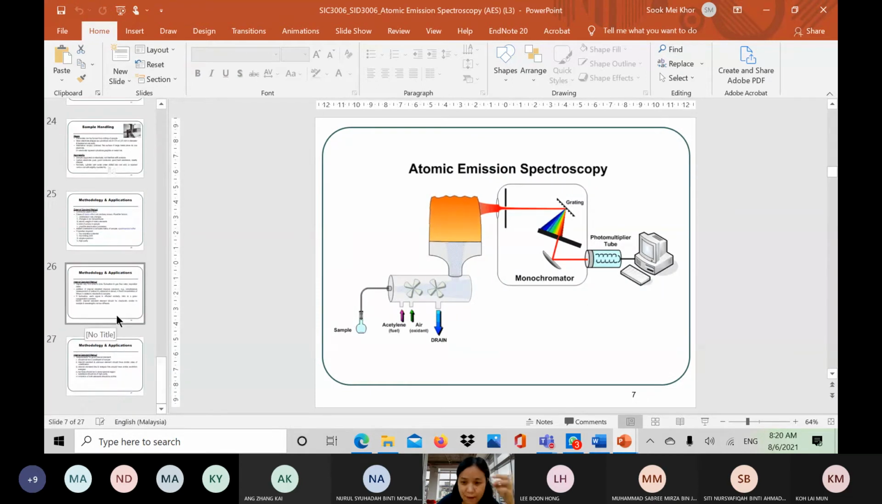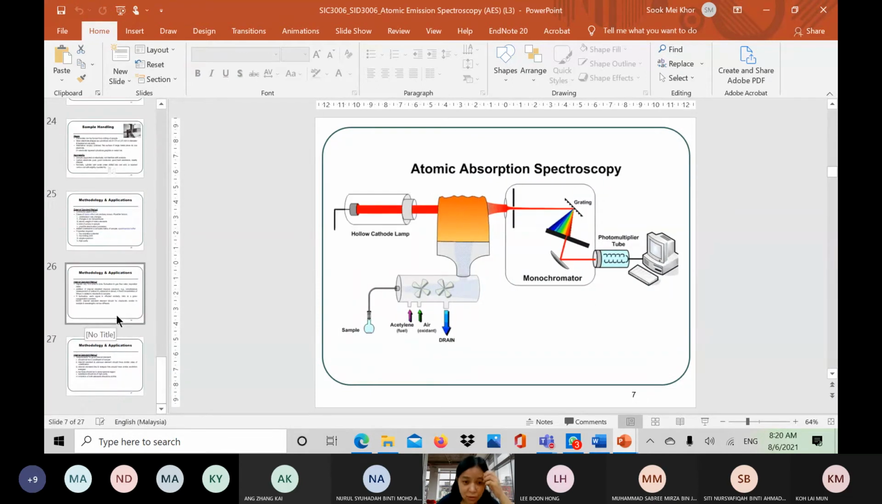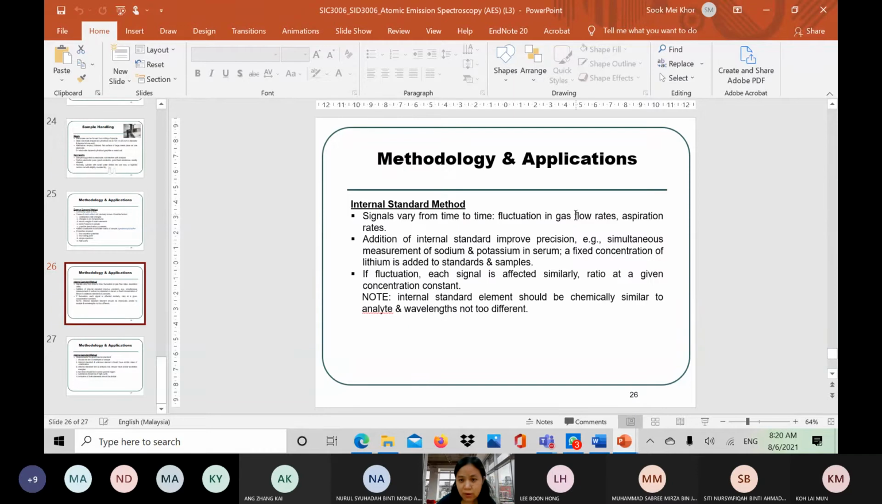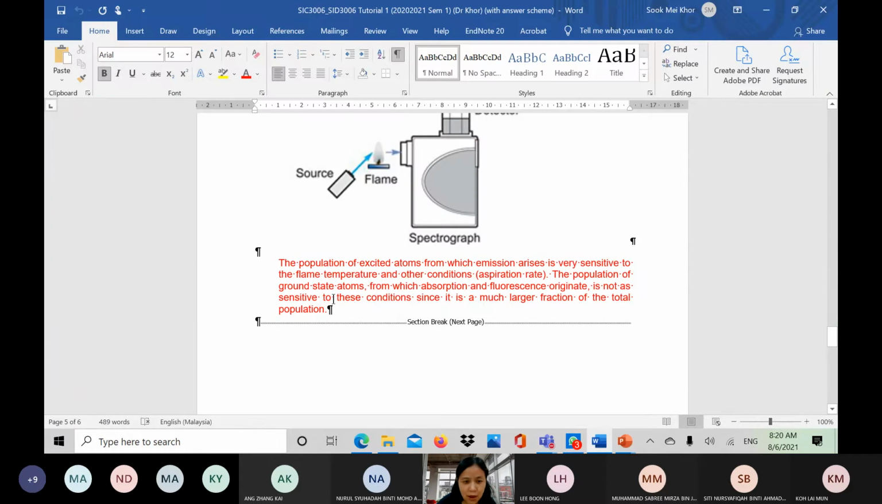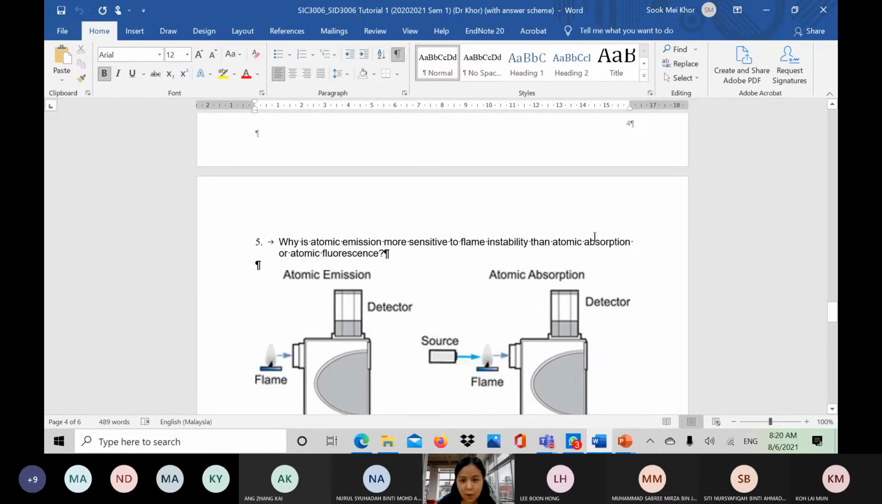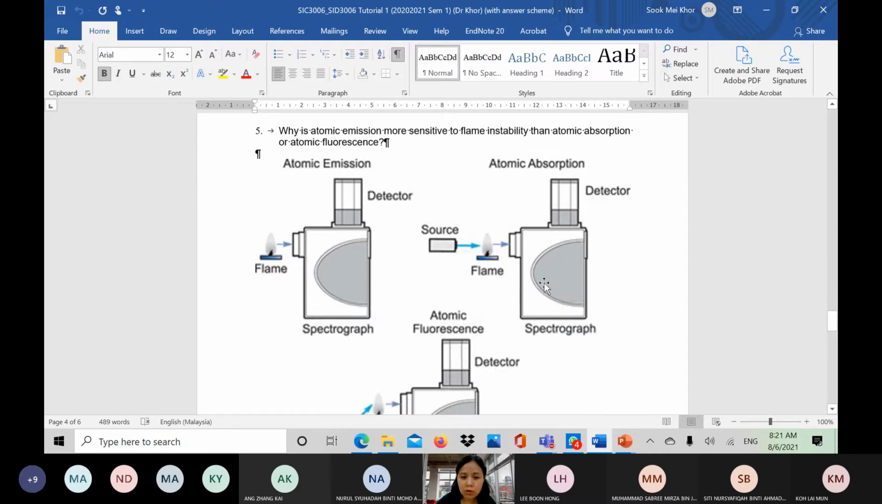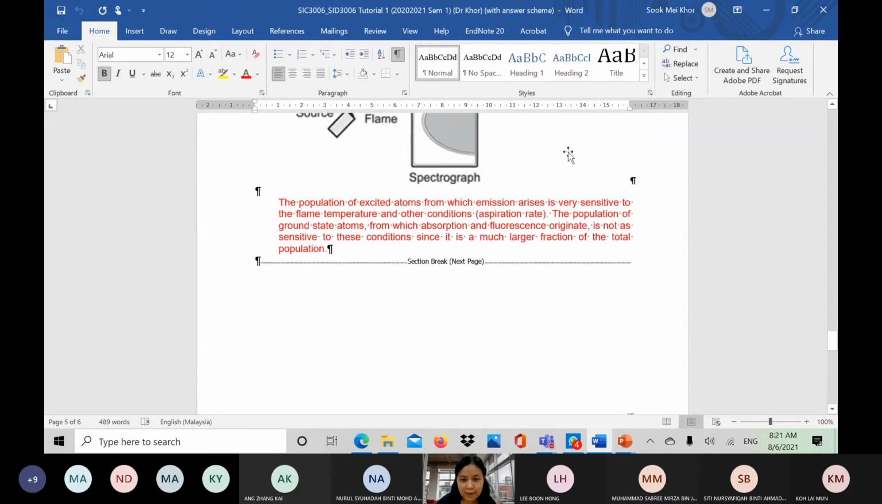So all the answers you can find from your lecture notes, including the final exam. So gas flow rate and aspiration rate, okay, so the population of the ground state atoms. This is a comparison because it asks why AAS and AFS is not sensitive to this flame instability? You have to answer that question. You don't only answer the part for the AES. If you only answer the part for AES, you won't get full marks. Same thing for the final exam. So you have to answer the part for AAS and AFS.